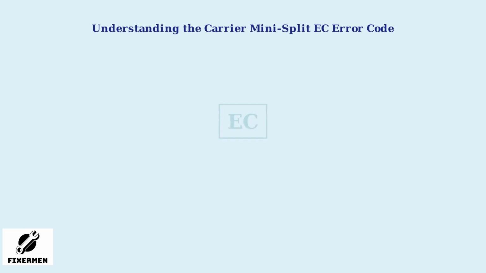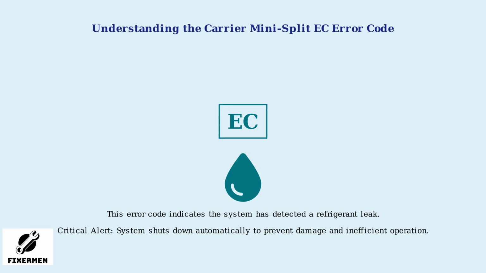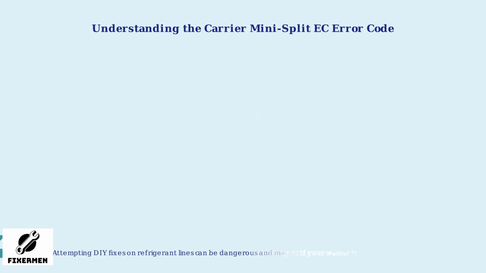The EC error code on your Carrier mini split indicates the system has detected a refrigerant leak. This is a critical alert designed to protect your unit from damage and prevent inefficient operation. The system shuts down automatically to prevent further issues. Remember, attempting DIY fixes on refrigerant lines can be dangerous and may void your warranty, so consider calling a professional.